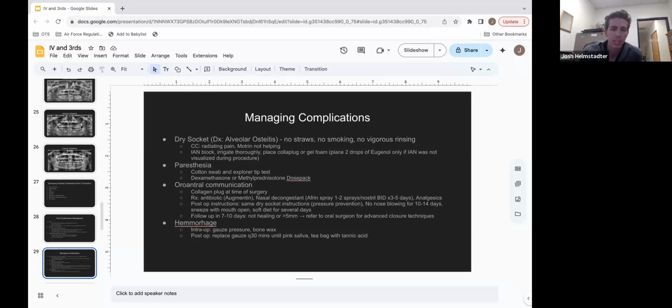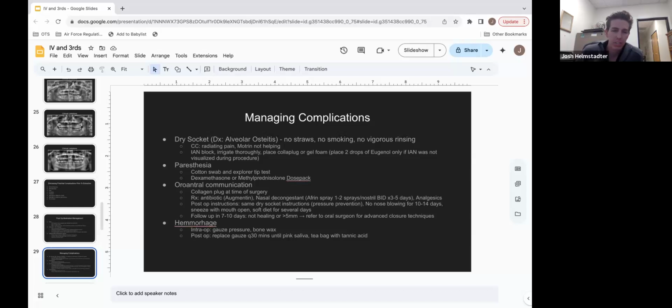Paresthesia, yeah, that's what I just discussed. Oral communication, talked about that a little bit before, but yeah, if you have that oral communication, you want to put them on analgesics, which you already do anyway. Antibiotics, as long as they're not allergic to penicillin, Augmentin is the preference. And then nasal decongestant spray twice daily for 3 to 5 days. You don't want to do more than 3 to 5 days though.